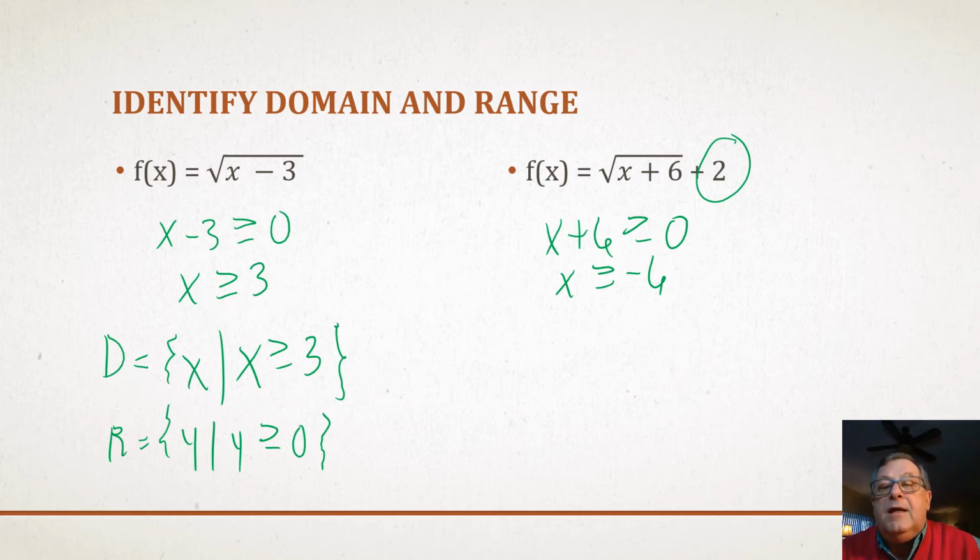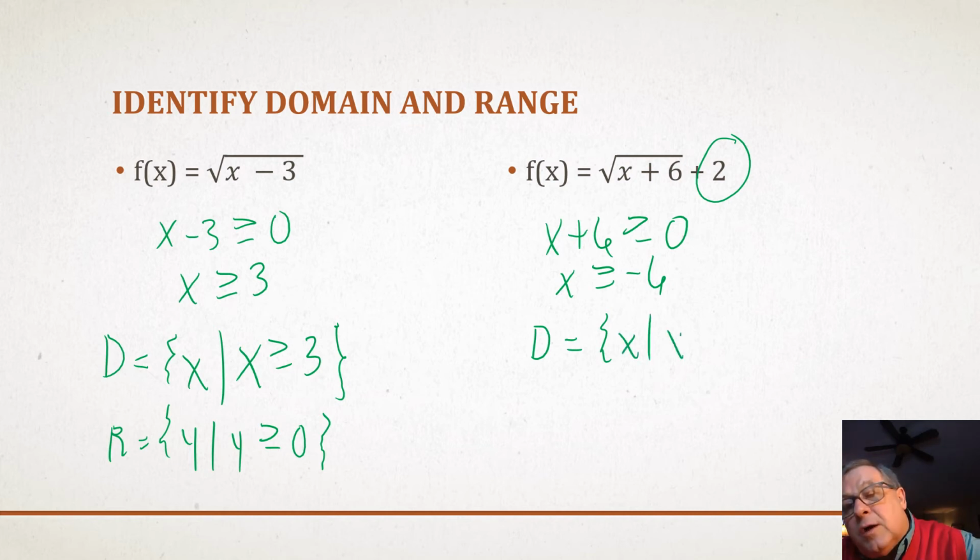So what's underneath the square root symbol, what's underneath the radical, helps us define any restrictions to the domain. And so in this case, the domain is x such that x is greater than or equal to negative 6. And again, this positive 2 outside the radical gives us a vertical shift, which is going to change the range to y such that y is greater than or equal to 2.